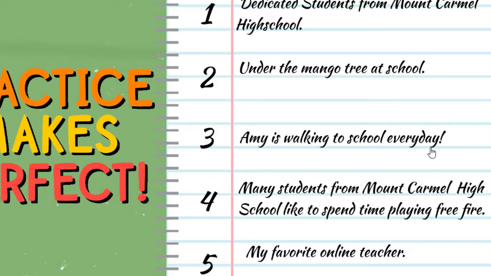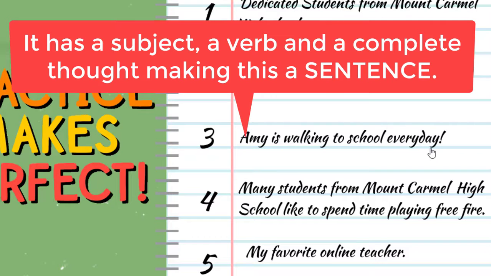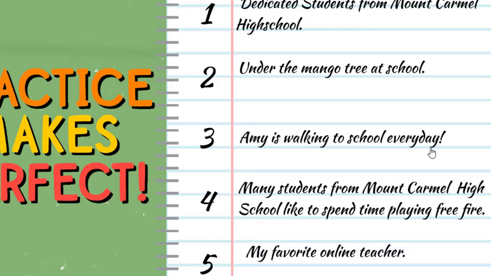Example number 3. Amy is walking to school every day. Is there a subject here? Yes, Amy. Is there a verb? Yes, is walking. There is a helping verb and an action verb here, right? So there's 2 already. 2 out of the 3. Subject, verb. Is there a complete thought now? Amy is walking to school. Where is she walking? Complete thought. Yes. Therefore, number 3 is a sentence. It fulfills the 3 criteria.